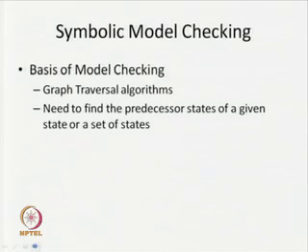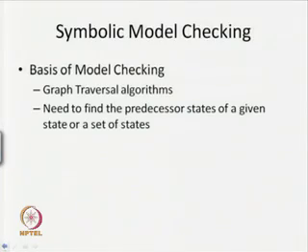So, what is the basis of our model checking algorithm? If you look back, you will find that it is nothing but a graph traversal algorithm, because the Kripke structure we use to model our system can be treated as a graph, and in that graph we use a graph traversal algorithm to look for a particular set of states where a given property is true, and the model checking algorithm returns this set of states. If you look minutely, you will find that our basic requirement is to find the predecessor states of a given state or a given set of states.